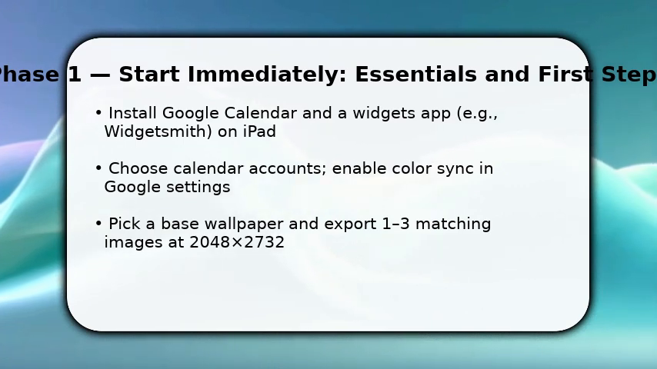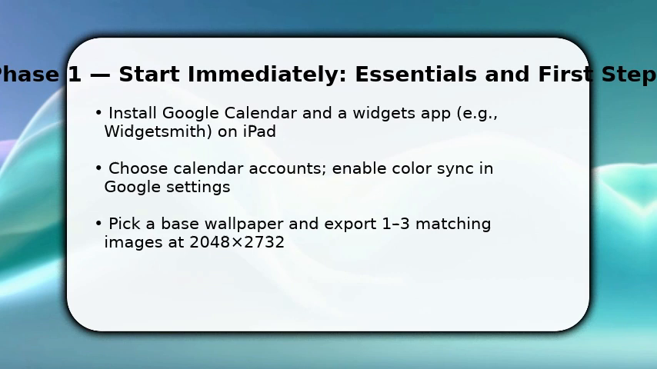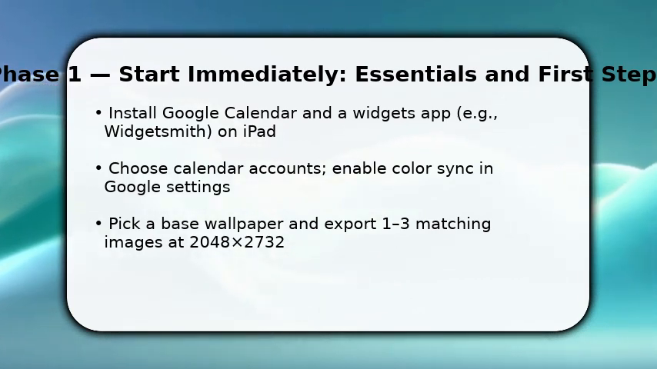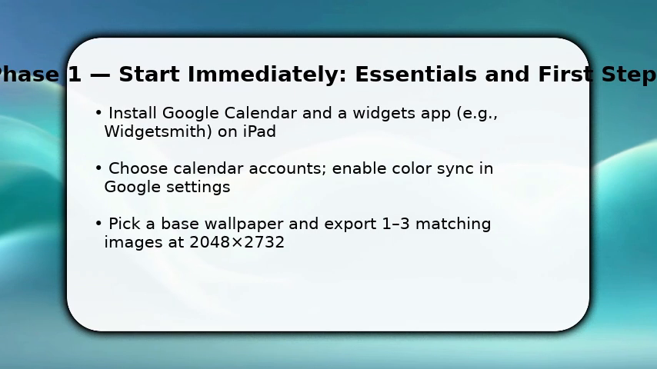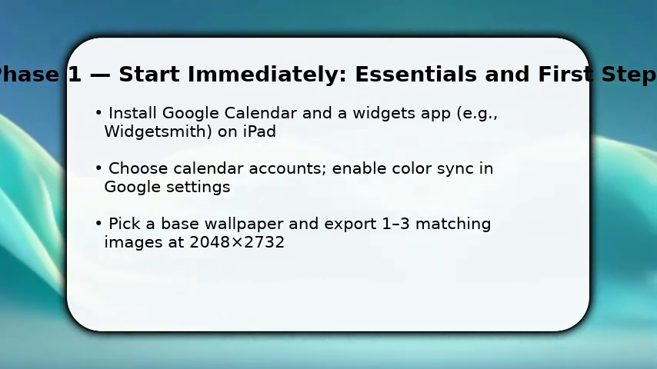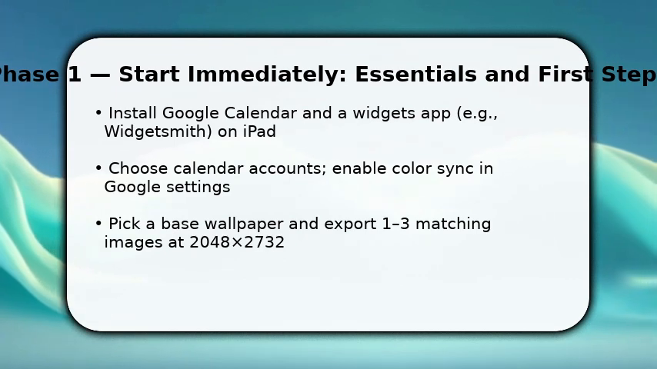You start by getting the right apps and assets on your iPad. Install Google Calendar and a widget maker, and pick 3 wallpaper images sized for your screen. Once done, sign into the calendar accounts you use, and make sure Color Sync is enabled so event colors match across devices. Now export those wallpapers to Photos and create folders named for each theme. This keeps your workflow organized and makes the next steps much faster.